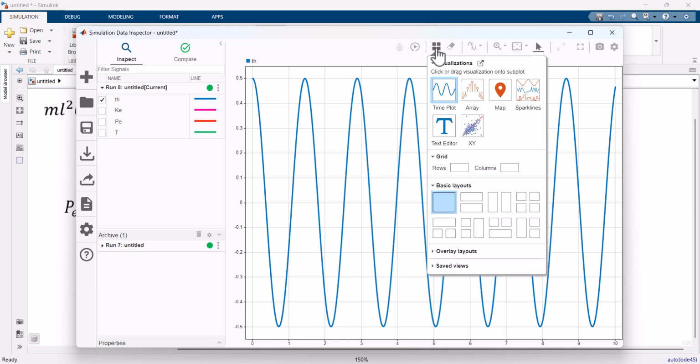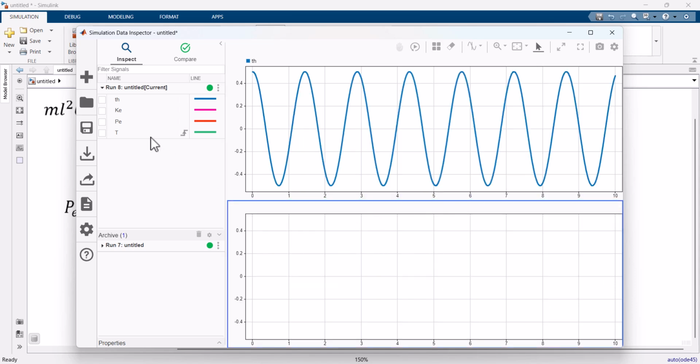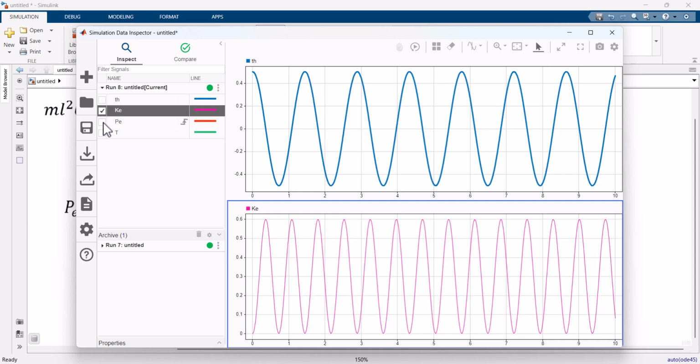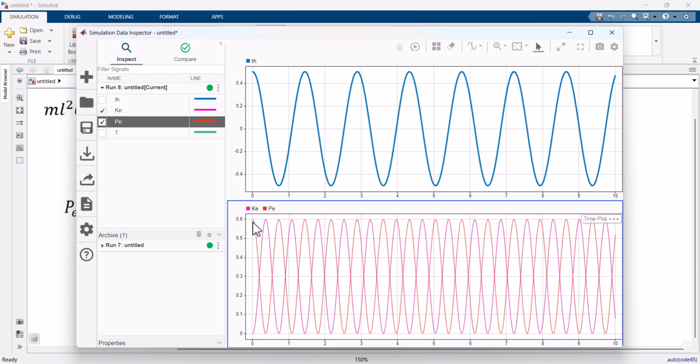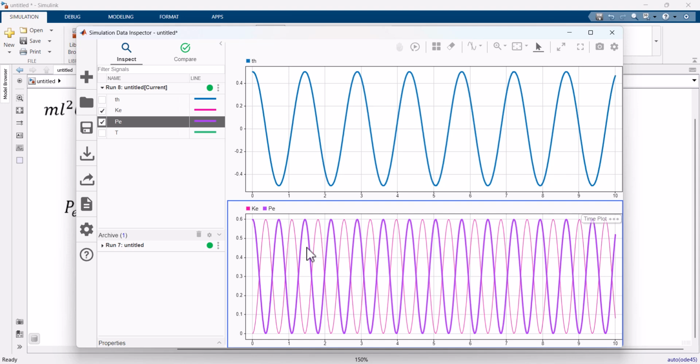You can click over here and change the layout to this subplot, select this thing and plot all the energies over here. So I have plotted the kinetic energy. So this is the kinetic energy. You can see that at the very start, the pendulum is at rest, so it has zero kinetic energy, whereas the potential energy is maximum. So this orange line is showing the potential energy. You can change the color to look a bit different. I'm changing it to purple and also changing the thickness to 3.